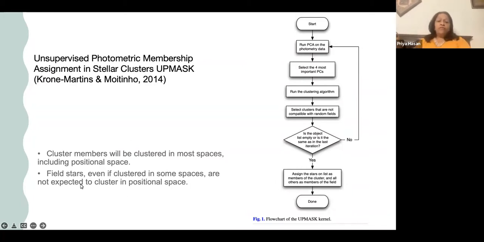So this was a more rigorous method of getting members. That's why the number of members was small, but you're essentially using the fact that cluster members would be clustered in space, in velocity space as well as position space, compared to the field stars.